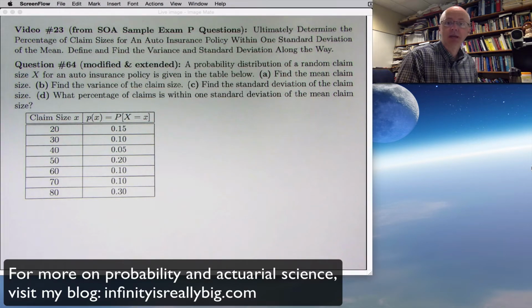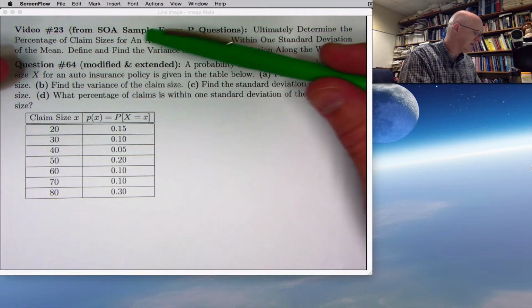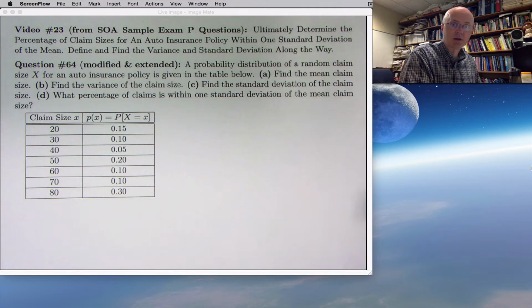Now, we've talked about the mean or expected value of a discrete random variable already. I haven't mentioned what the standard deviation is yet. That's going to be something we need to talk about. We need to define that along the way. In fact, we need to define and find, first of all, something called the variance, and then the standard deviation along the way.